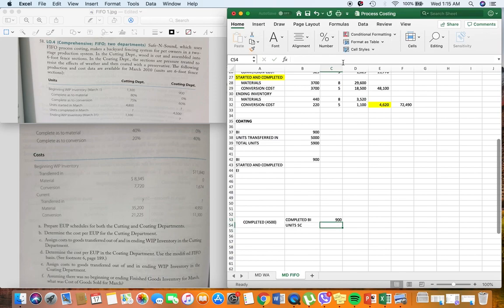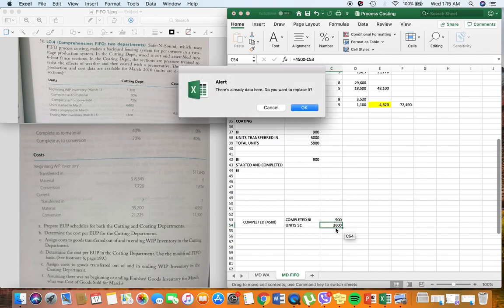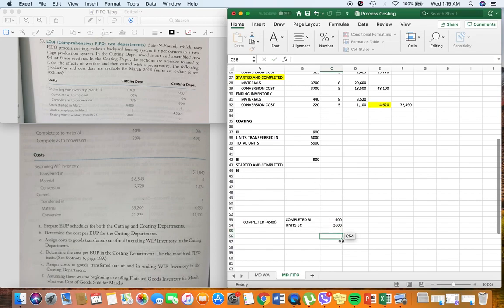to compute for the units started and completed, we have to deduct 900 from 4,500. So the units started and completed is equal to 3,600. Okay? So again, remember, the units completed is not the same as the units started and completed. Diba? The units completed is always greater than the units started and completed, especially if there are beginning inventory units.